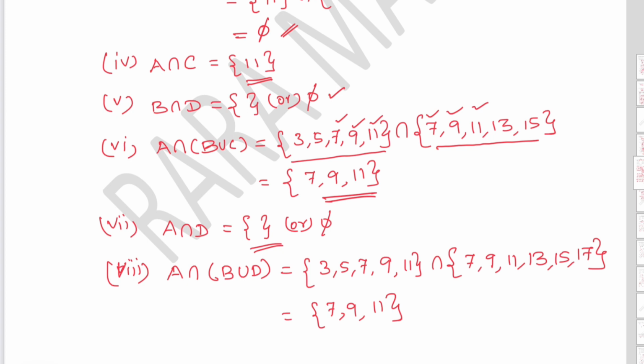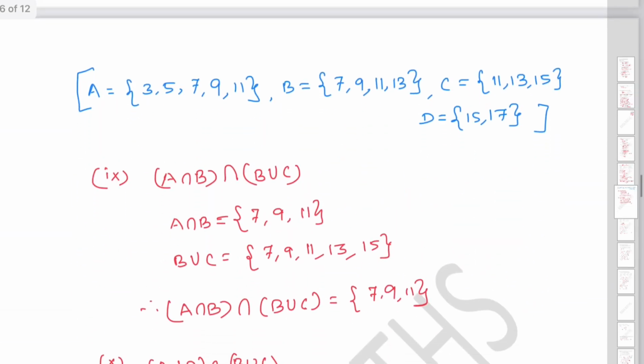And the last one, question number 8, A intersection B union D. So A is nothing but 3, 5, 7, 9, 11. B union D is 7, 9, 11, 13, 15, 17. So intersection of these two sets is 7, 9 and 11. So that completes the answer for this question.